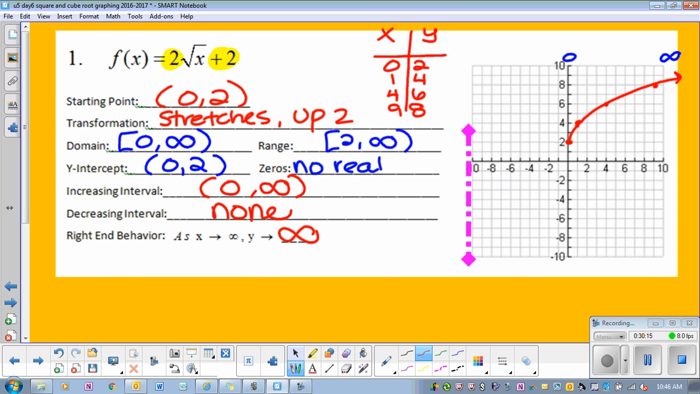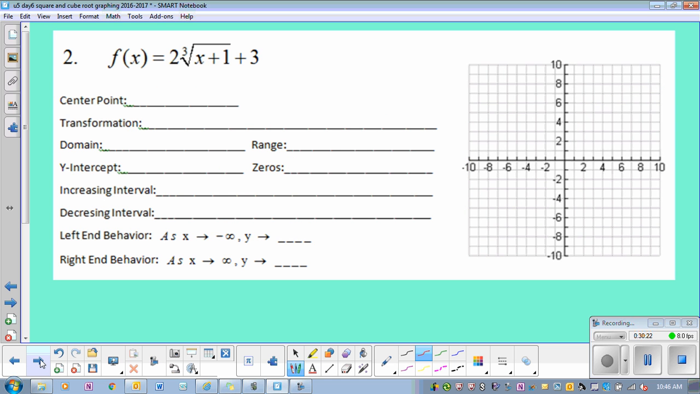All right. So then let's try a cube root function. Before we put it in the calculator, can we talk about the transformations? Yeah, let's do that. What transformations happen here? Stretches by 2. Okay, stretches. Sabrina, you want to tell us one? Up 3, thank you. Cindy, you're quiet. What else does it do?